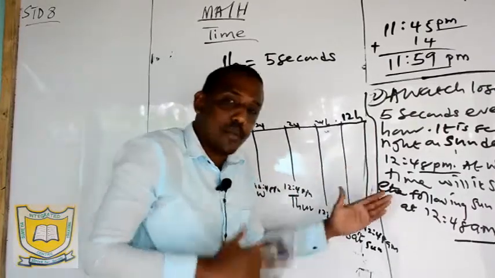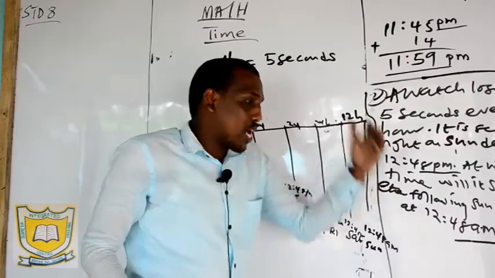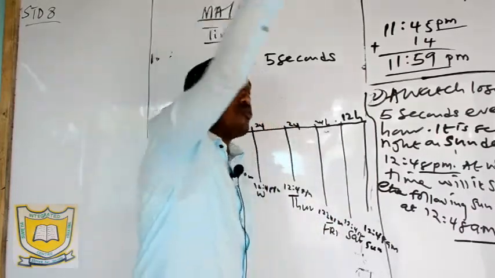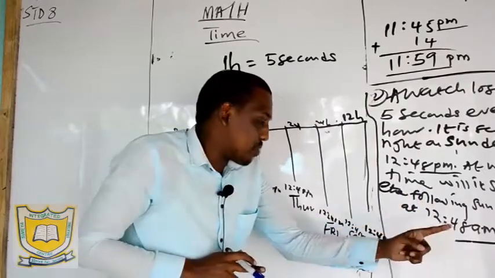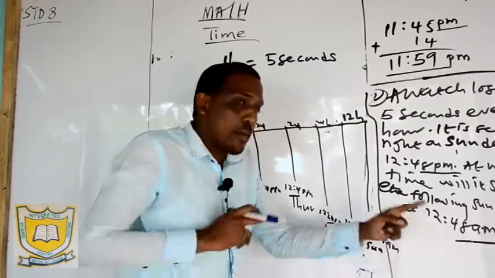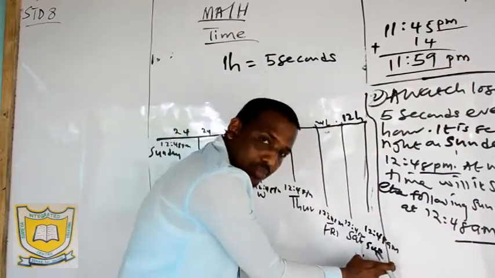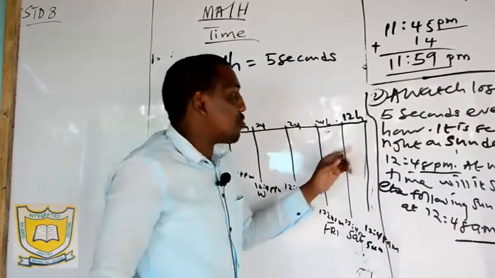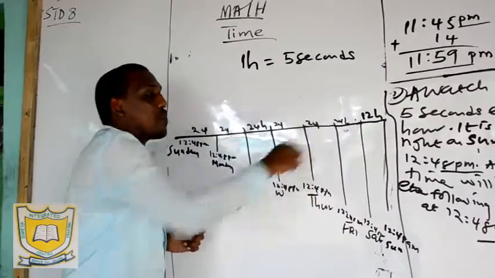But when we have PM to PM, the following day, that is 24 hours. AM of this day to AM of the following day, so also 24 hours. So when they are AM to AM, the following day, 24 hours. PM to PM, the following day, 24 hours. But the PM to AM, that is now 12 hours. So now, we count how many hours are here.